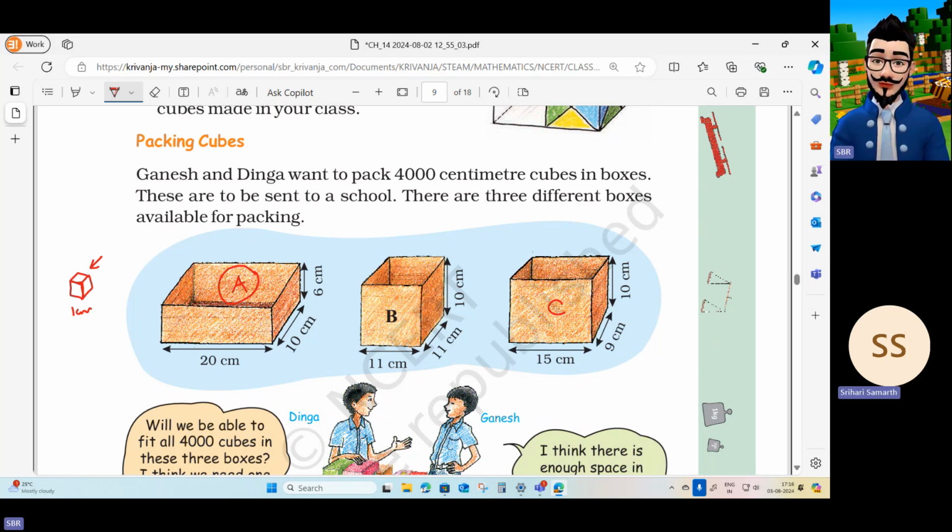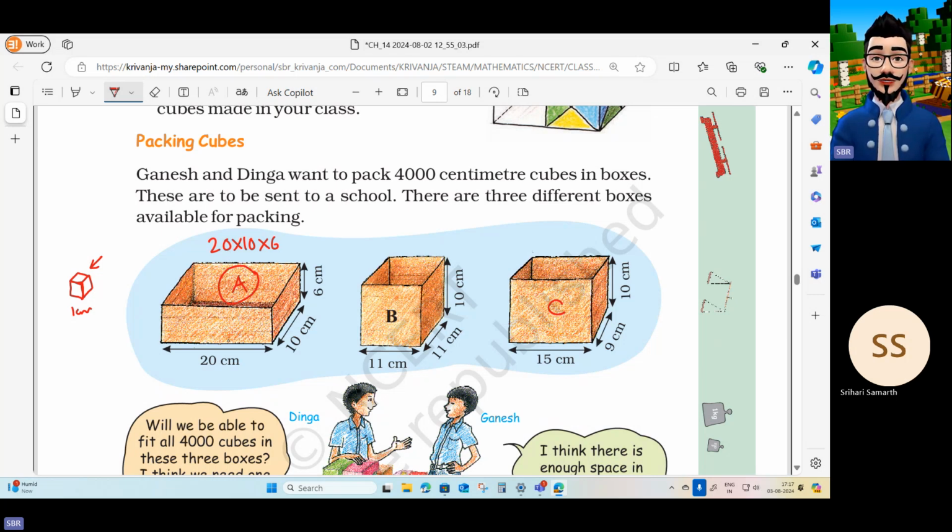First we have to calculate the volume of it. Listen, you're not going to calculate the volume of it. I'm asking you, how many centimeter cubes can fill in box A? What numbers will you use? 20 into 10 into 6. Very good. 20 into 10 into 6 is the number of centimeter cubes I can fill in here.